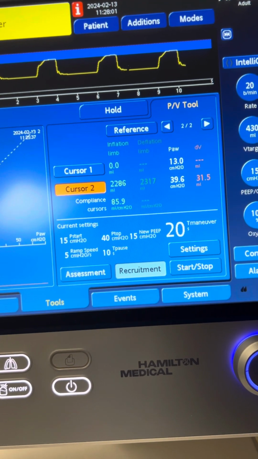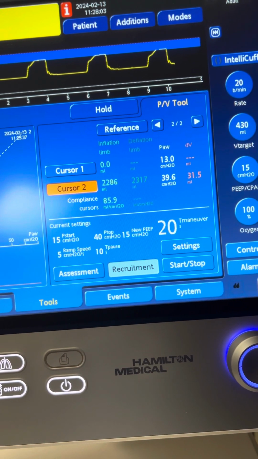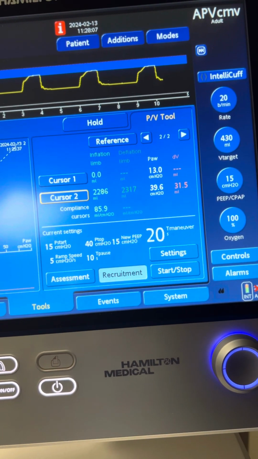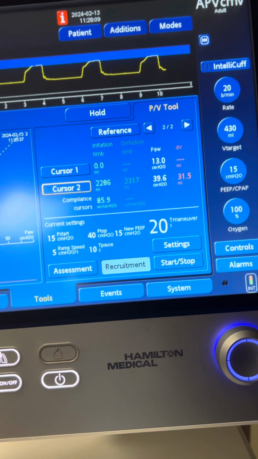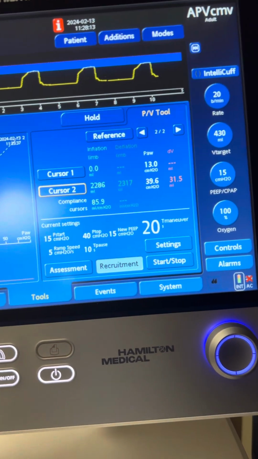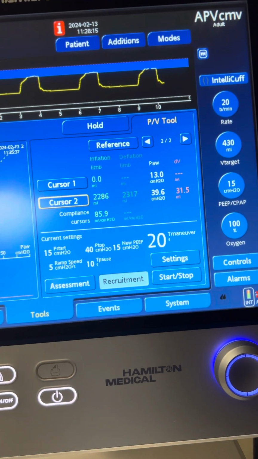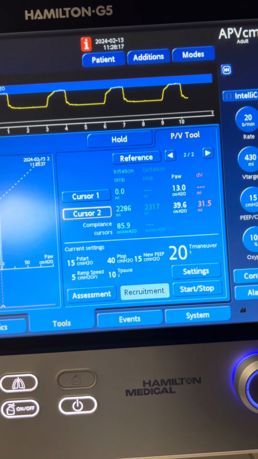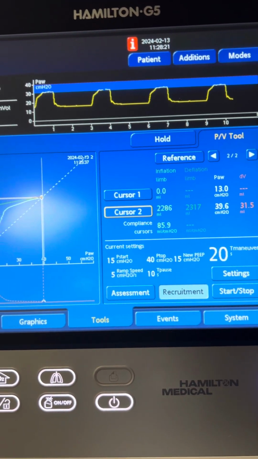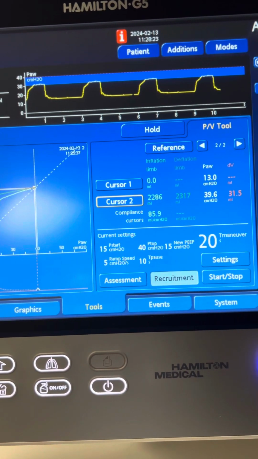Also, if you've titrated your FiO2 down as low as possible to get to roughly 92%, you'd want to see roughly a 5-point change in SpO2 after 5 minutes. But the more important change that you'd want to see is that 2 mLs per kilo change in volume between inflation and deflation limb. And that would suggest you've had a positive recruitment maneuver.